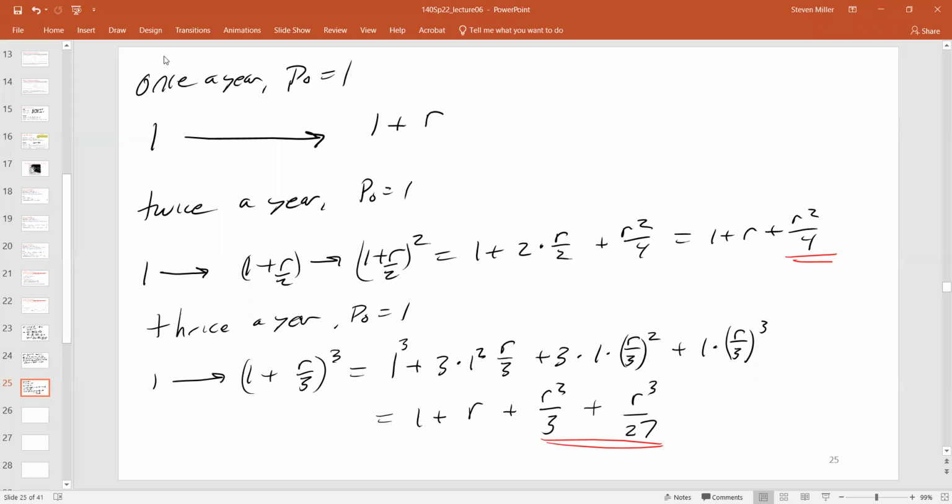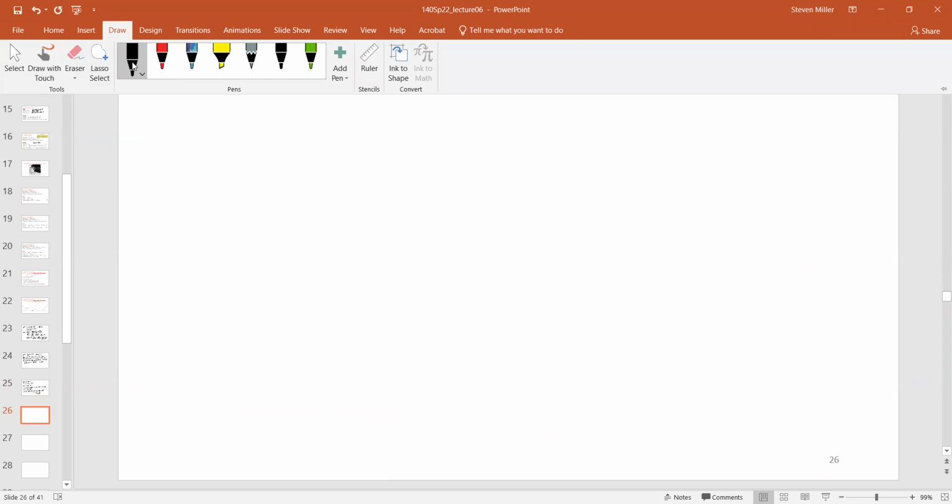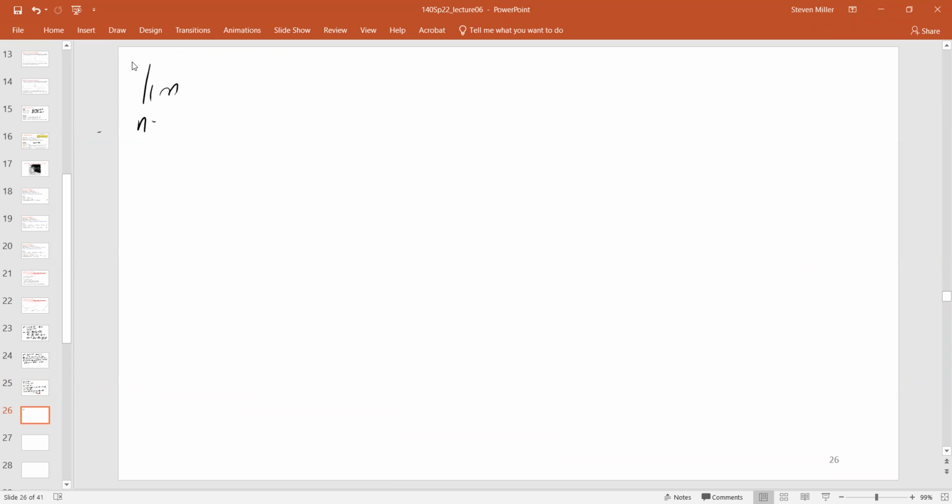So this actually has shown that going from once a year to twice a year to thrice a year, the more times we do it, the better. You then want to keep showing that as you keep doing it more and more times, it gets better and better and better. And then the question becomes, what happens if we take the limit as n goes to infinity of 1 plus r over n to the n? What does that equal?